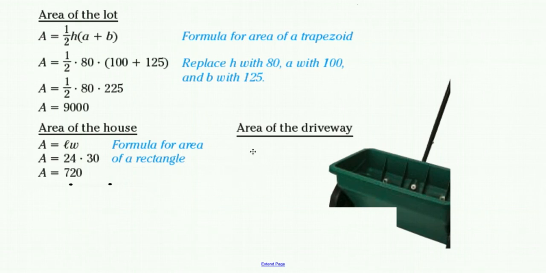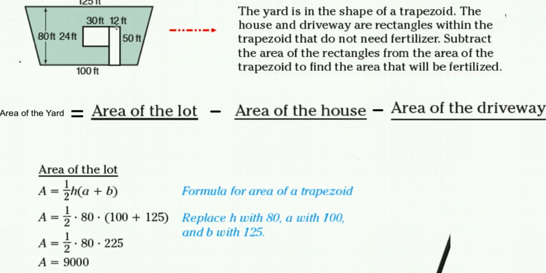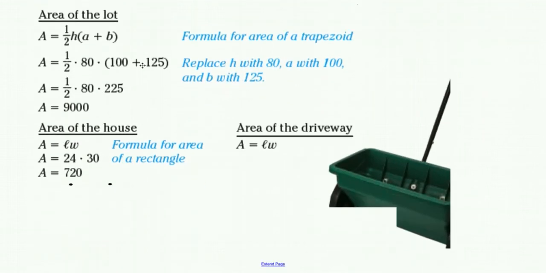And let's find the area of the driveway. Again, it's a rectangle, so the formula is length times width. If you look at our driveway, it has a width of 12 and a length of 50 feet. So we multiply 12 times 50 and end up with the area, which is 600.